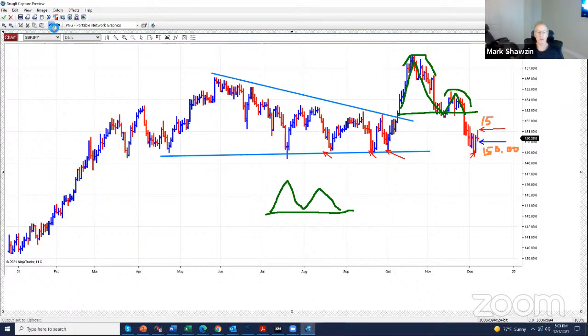So the thing is, once we get under the support area of 149, it looks like it's just got endless room to roam. There's like no support anywhere in the neighborhood of this trade.